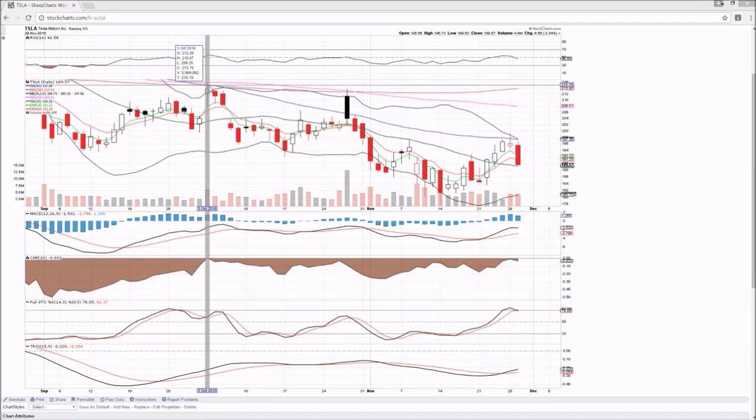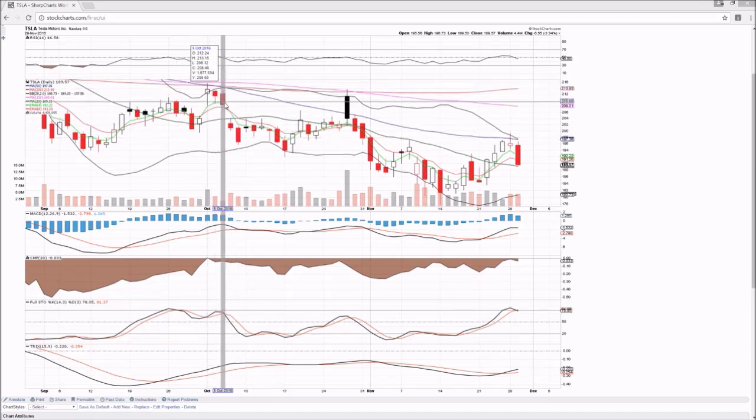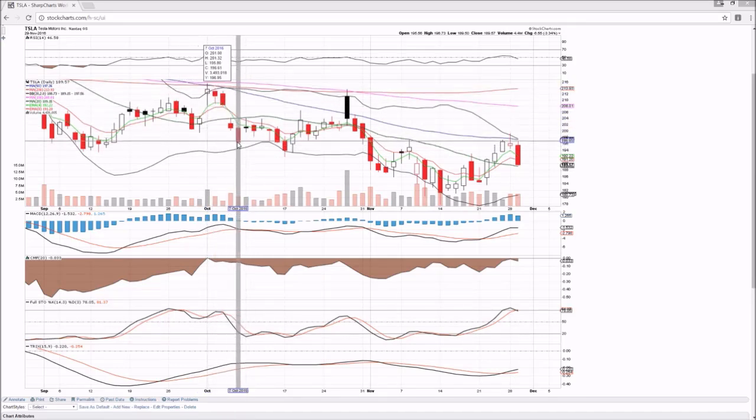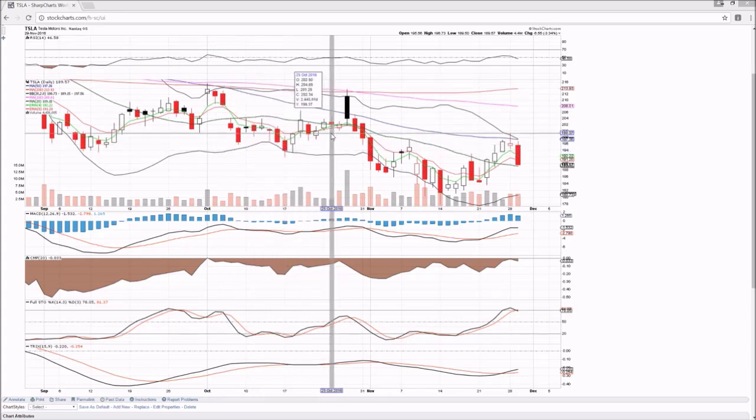So that was a high, and we rejected. Look at the 4-day dump that followed after that. Really nice bearish gains to be had. We found support, saw another bounce.